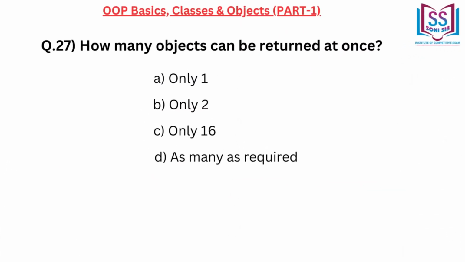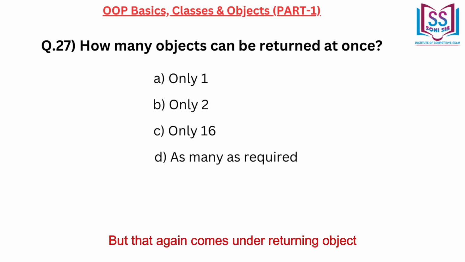How many objects can be returned at once? A. Only 1. B. Only 2. C. Only 16. D. As many as required. Correct answer, A. Like any other value, only one object can be returned at once. The only possible way to return more than one object is to return address of an object array. But that again comes under returning object pointer.